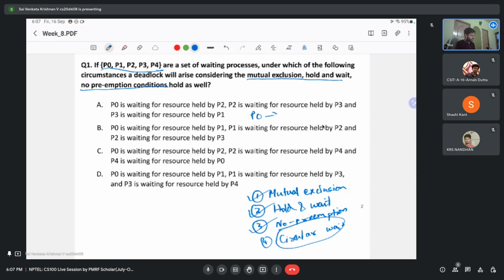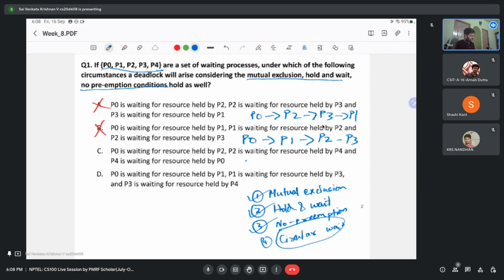In the first option, P0 is waiting for P2, and P2 is waiting for P3, which is waiting for P1. So there is no loop, no cycle. So this is a wrong one. In option B, P0 is waiting for P1, which is waiting for P2, and P2 is waiting for P3. In this case also there is no cycle, so this is also wrong.